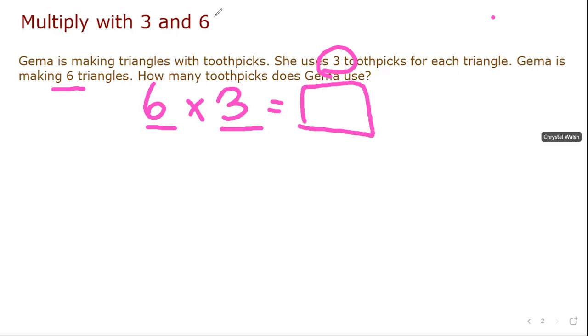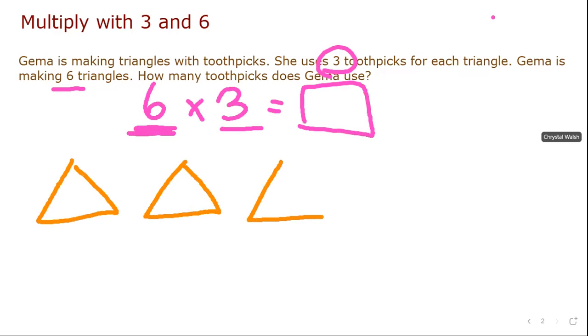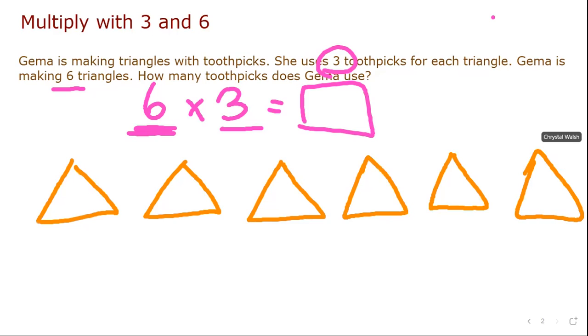Let's start by drawing a picture. We have 6 triangles, so let's draw 6 triangles. 1, 2, you should be doing this on your paper. 3, 4, 5, and 6. They don't have to be real big. Now, let's count the sides to see how many I have altogether.